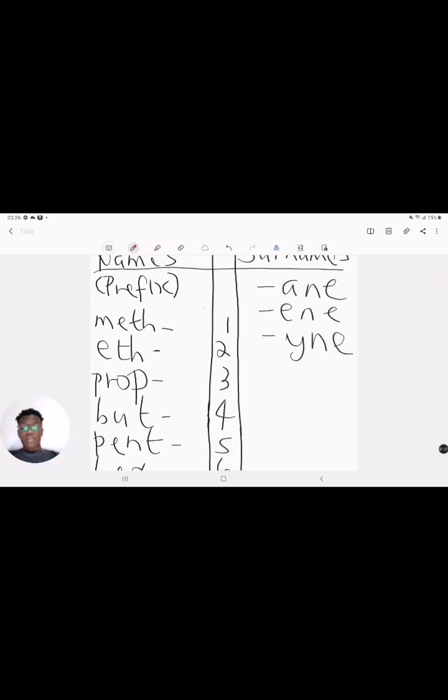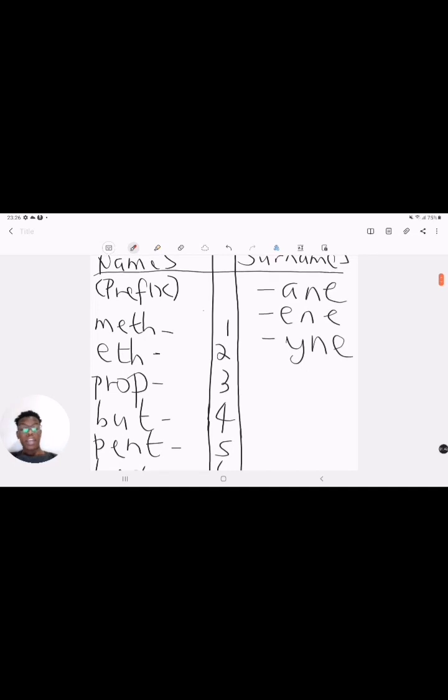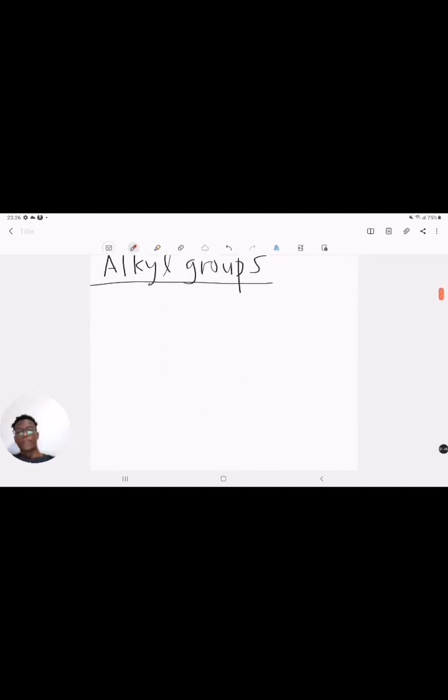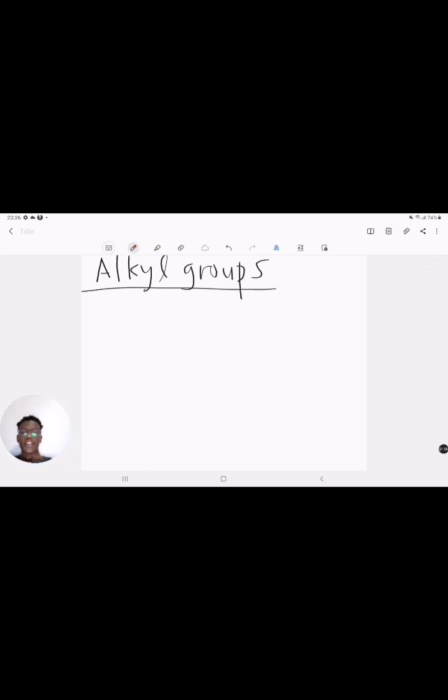We used this table a bit further. We covered a number of examples in the previous video to illustrate the concepts much better. So in this video we will be looking at what we call alkyl groups. Alkyl groups are another type of functional group. We looked at functional groups in a previous video, and the next type of functional group that we're going to look at is the alkyl groups.